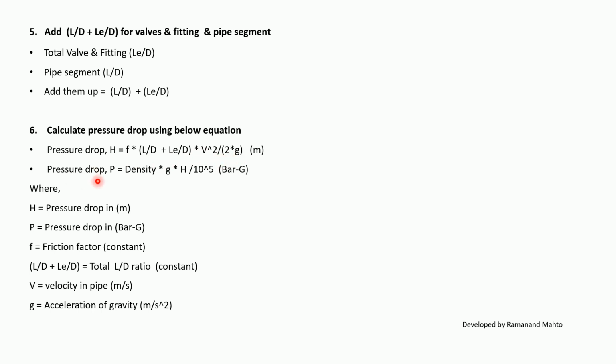If you want to calculate the pressure drop in bar, it will be P is equal to density into G into H upon 10 to the power 5, for bar gauge, where H is the pressure drop in meter, P is the pressure drop in bar gauge, and F is the friction factor, which is a constant. L by D plus equivalent L by D is the total L by D. V is the velocity in the pipe and G is acceleration due to gravity, in meter per second square.